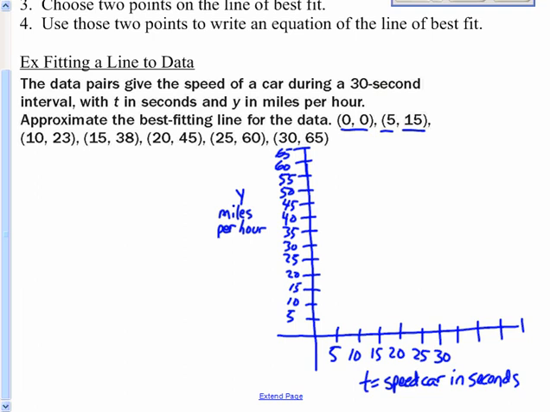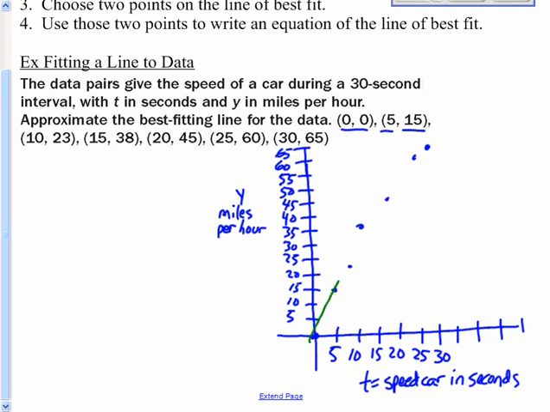But anyways, let's graph some of this data here. We have 0, 0. 5 seconds later, we're at 15 miles per hour. 10 seconds later, we're at 23. 15, we're at 38. 20, we're at 45. 25, we're at 60. 30, we're at 65. All right, there's my data. It looks like there's a positive correlation there.